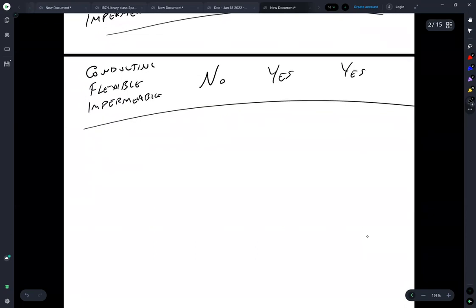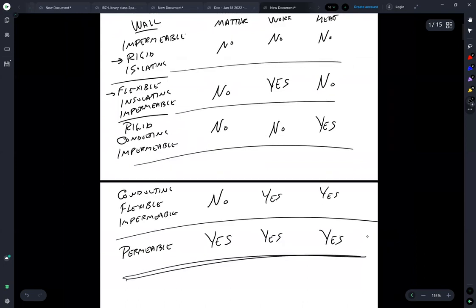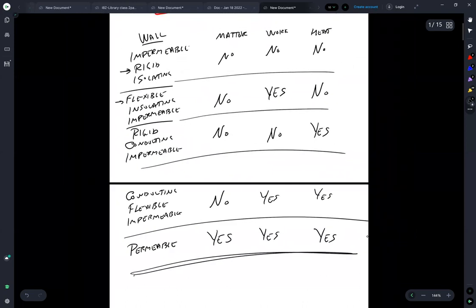Or lastly, we can have a completely permeable wall, which means that matter can flow in and out. And if you have atoms going back and forth, there's no way that you can prevent them from carrying heat. And there's no way you can prevent them from doing work. So these are the types of walls that we can have.